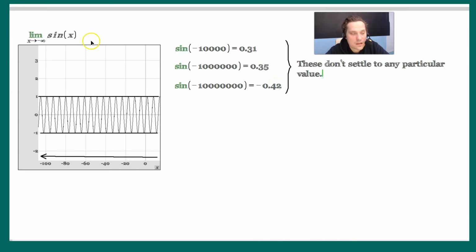Because that's the case, to answer this question, you would say that the answer is D and E. Does not exist. So these are some additional examples of looking at limits as x goes towards positive or negative infinity.